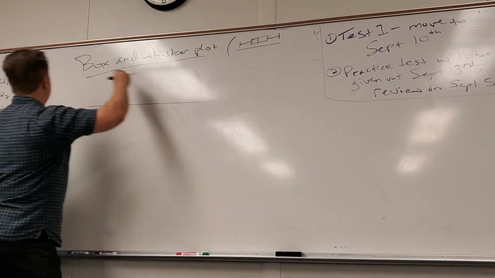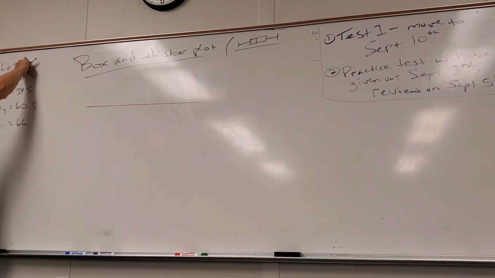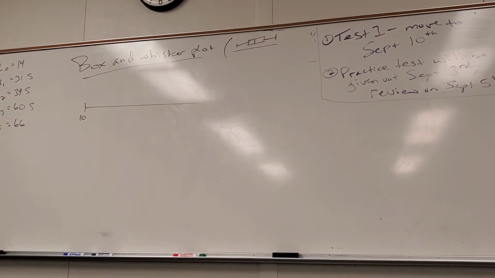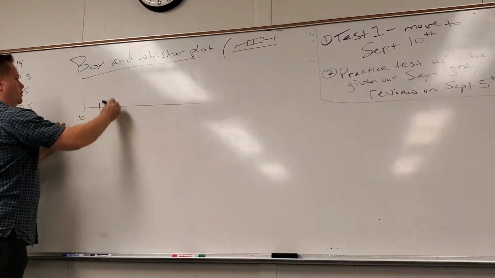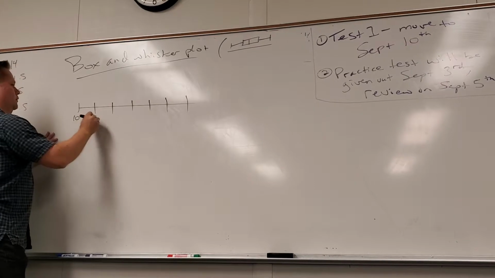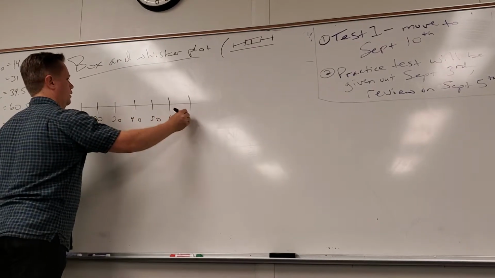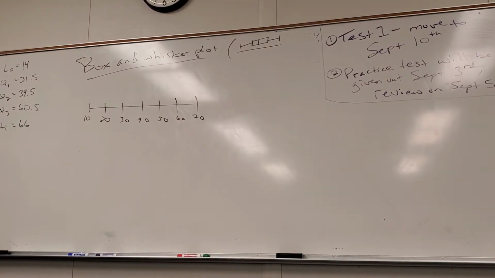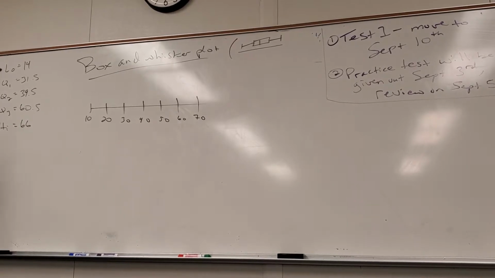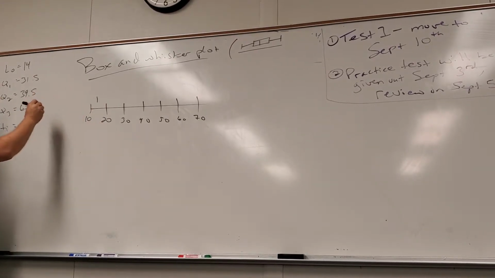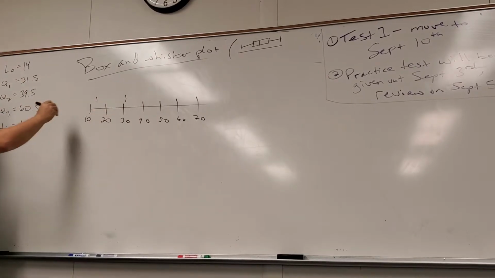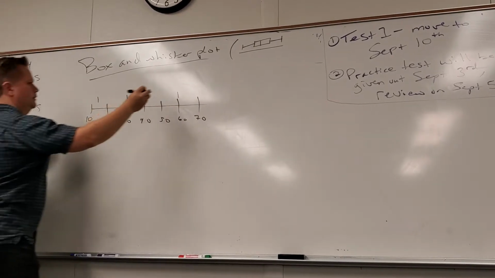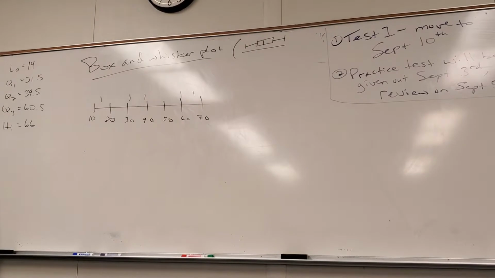What kind of scale do I need to get all these numbers to fit? I got to start at like 10, and I got to get up to like 70. So let's go by tens, right? 10, 20, 30, 40, 50, 60, 70. Good job. Okay. You guys ready? I'm going to put a line over each of these. So 14 is about right there. 31.5 is about right there. 39.5, 60.5, 66. Cool.